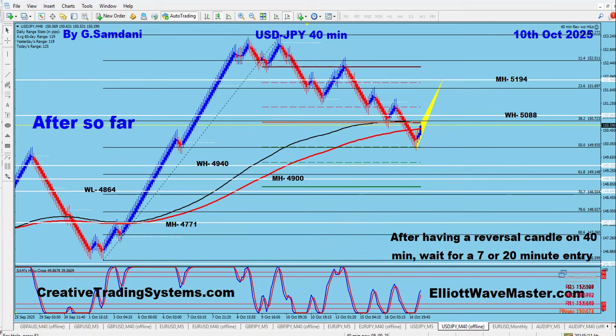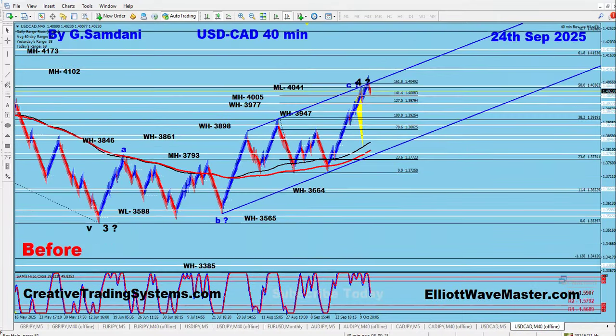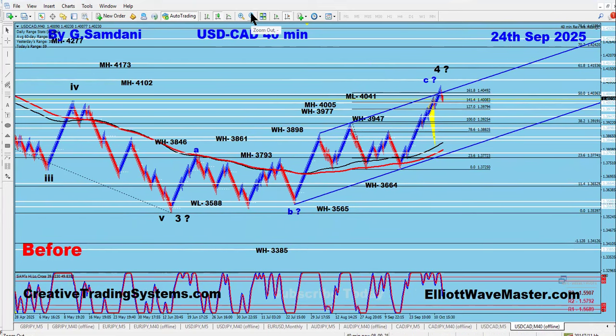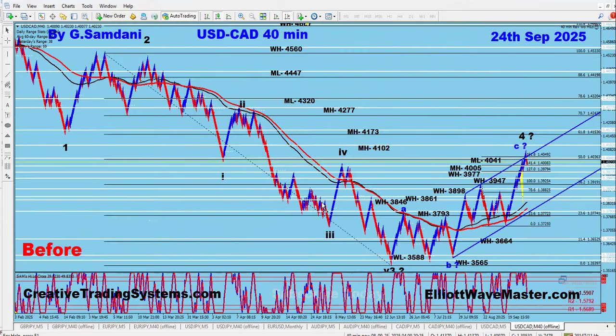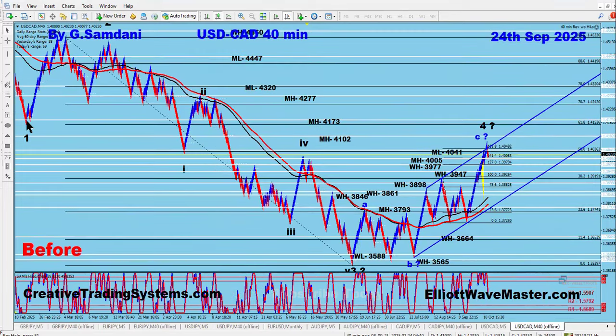USD CAD, for example, let's take a look at that. That also needs to go to the upside, and it was going to the upside, but my take was that wave 4 should be here somewhere, and it is already finished. So now what? Maybe wave 4 is going to go even higher. Maybe, maybe not, right? If you look at this count here, I had wave 1 and 2, then 1, 2, 3, 4, 5, 3, then A, B, and C, wave 4. Now, wave 4 cannot go into the territory of wave 1, which is this. So we still have a chance that this thing can go to the upside.